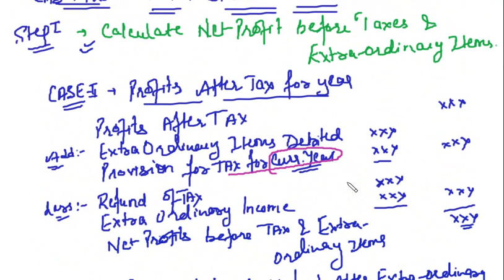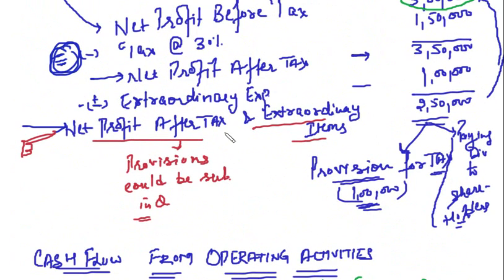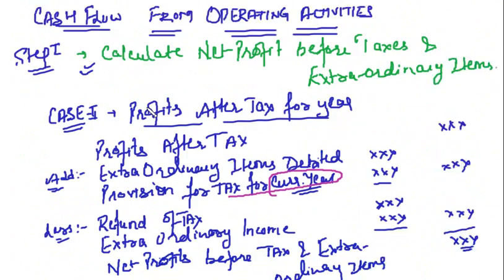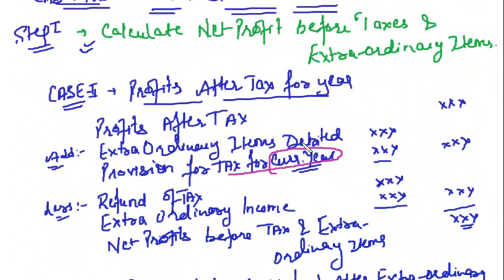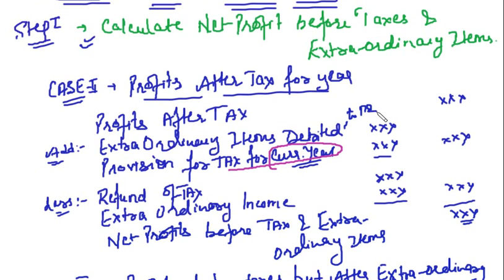Case 1 is, we are given the profits after tax for the year, right? We will add back any extraordinary items debited to the profit and loss account. Extraordinary items we will treat in the profit and loss account only, right? So if we are having the profits, that means we have already adjusted those extraordinary items in the profit and loss account. Clear? So we have profits after tax for the year. To profits after tax we will add back any extraordinary items debited to the profit and loss account, right?